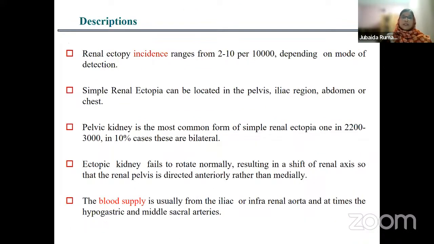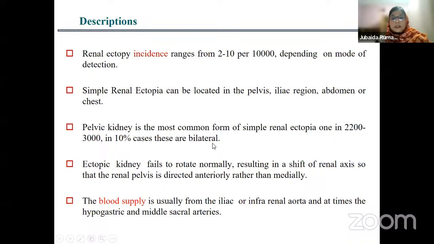Also, the incidence of renal ectopia is 2 to 10 per 10,000, depending on its mode of detection, like antenatally, postnatally, or during autopsy. Simple renal ectopia is mostly located in the pelvis, but it can also be present in the iliac region, abdomen, as well as chest. Pelvic kidney is the most common of the simple renal ectopia, at 1 in 2,200, and in 10% of cases these are bilateral.